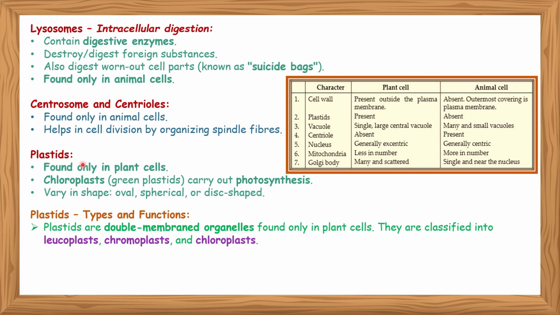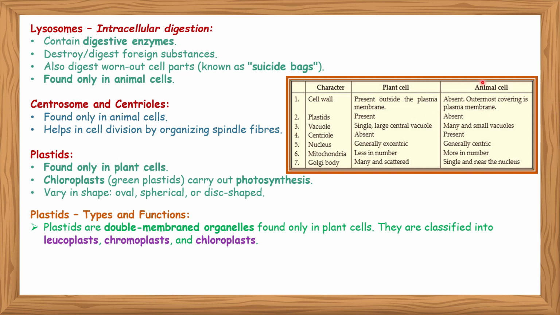Plastids are found only in plant cells. Chloroplasts, or green plastids, carry out photosynthesis. They vary in shape: oval, spherical or disc-shaped. Plastids are double membraned organelles found in plant cells. They are classified into leucoplast, chromoplast and chloroplast.